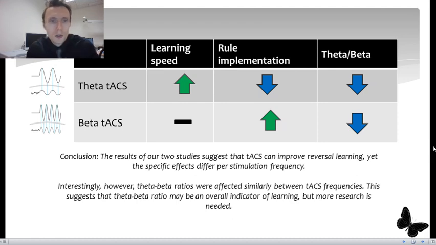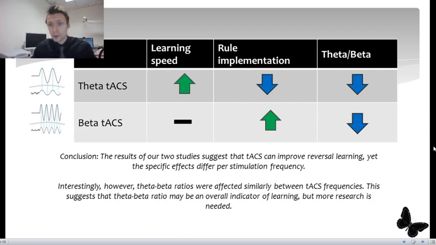So what can we conclude? Well, we can conclude that theta tACS improves reversal learning speed, but doesn't really help with rule implementation, whereas for beta tACS, the opposite was found. Reversal learning speed wasn't affected, but rule implementation seemed to be better. So this suggests that those two oscillations have two different functions in reversal learning in the frontal cortex.